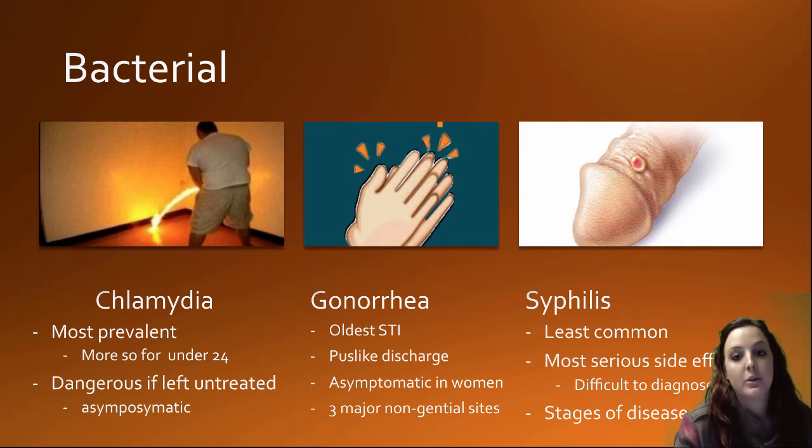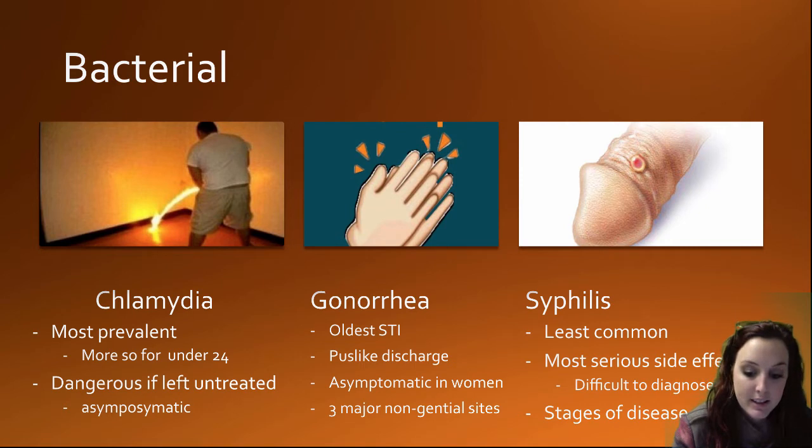Males are more likely to experience symptoms earlier on, with women staying asymptomatic much longer than males. And so for that reason, it's more likely that these underlying symptoms will become more severe in females at a later time, leading once again to infertility and possibly early labor.